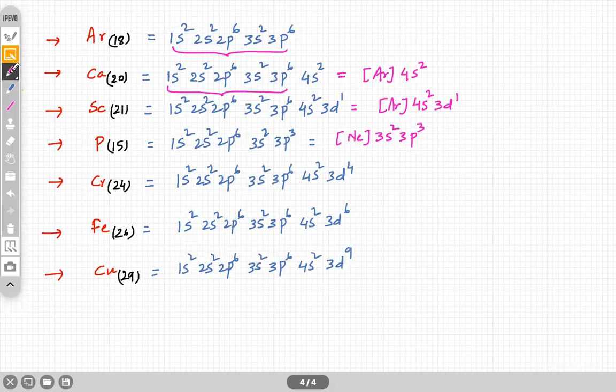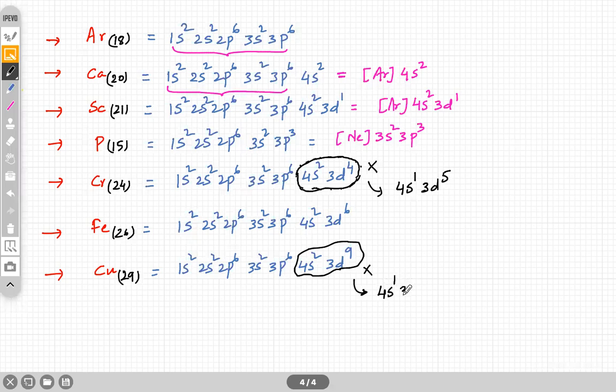But these two are not right here. This one is not right, and this one is also not right. These two are wrong. The correct one is what? The correct one is, in presence of these two, will have 4s1 and 3d5, and this one would be 4s1, 3d10.